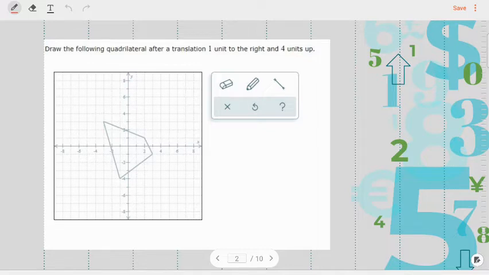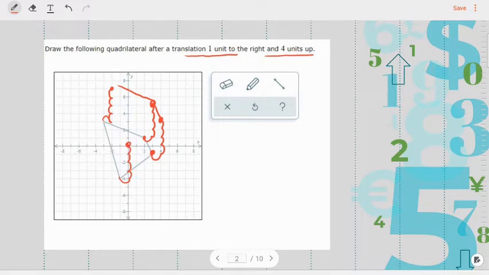It says to draw the following quadrilateral after a translation of 1 unit to the right and 4 units up. So remember what that means is I'm just going to take each point and slide it. 1 unit to the right and 4 units up, 1, 2, 3, 4. So this point moves here, this point moves 1 unit right, 1, 2, 3, 4. So far, this is my shape. And 1 unit to the right, 1, 2, 3, 4.